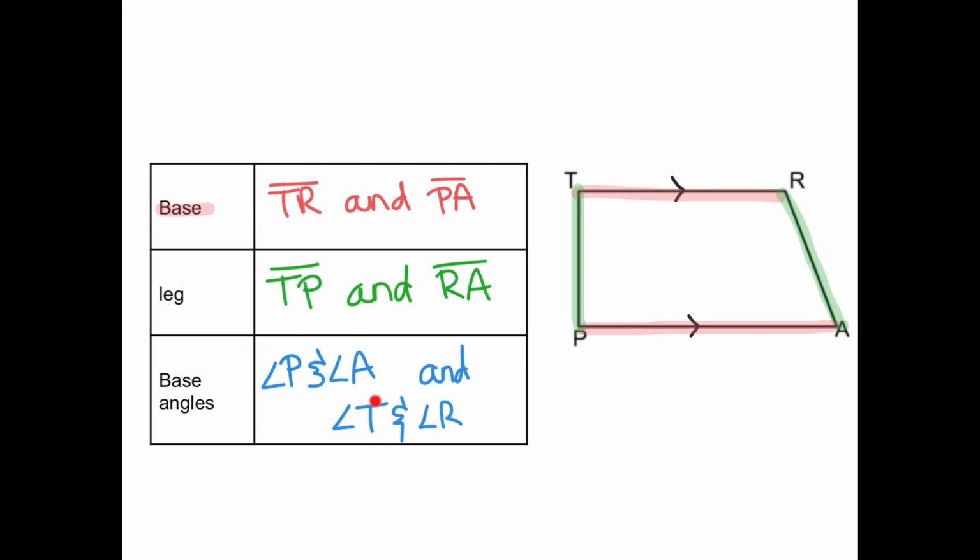P and A, angle P and angle A, is a pair of base angles. T and R are the other pair of base angles. So it should be the ones that match the names of the base. So if you have a base TR, then it's angle T and angle R that are paired together. If you have base PA, then it's angle P and angle A that are paired together as base angles.